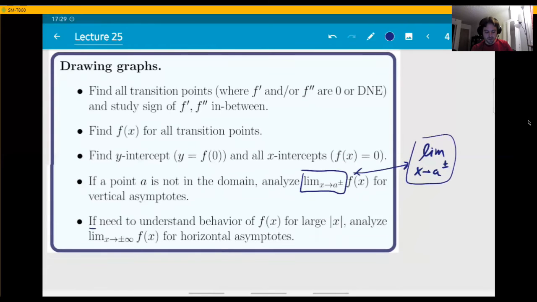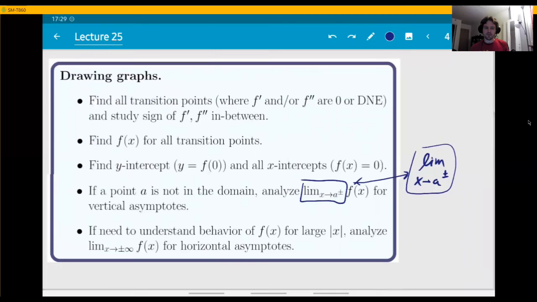If by any chance you need to understand the behavior of the function when x gets large in absolute value, which means both on the positive and on the negative side, then also analyze limits as x goes to infinity or minus infinity. Those are all things to keep in mind when you're drawing graphs.